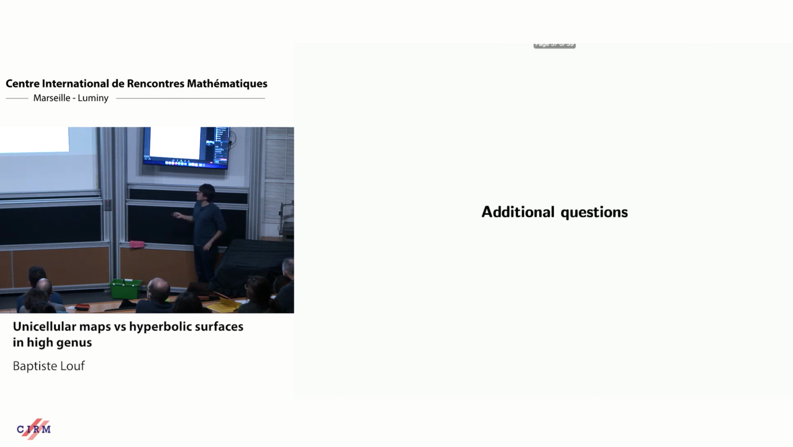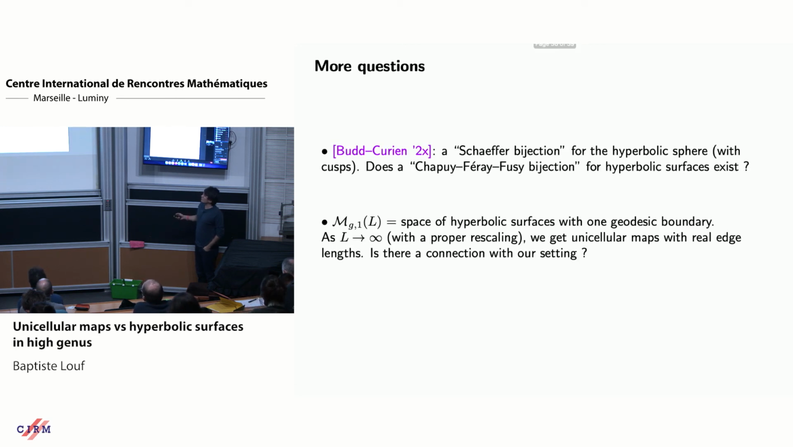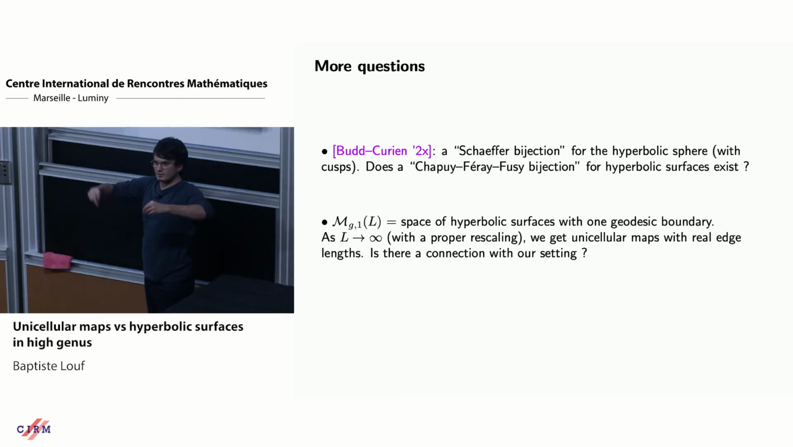Okay, I'm going to get to the additional questions now. There are two more questions that I want to ask. So I know that Timothy and Nicolas here have also worked on hyperbolic surfaces, but the hyperbolic sphere with cusps. I was lying when I said you cannot put a hyperbolic metric on the sphere. If you have infinite spikes, you can, because it reduces the Euler characteristic, so you're good.